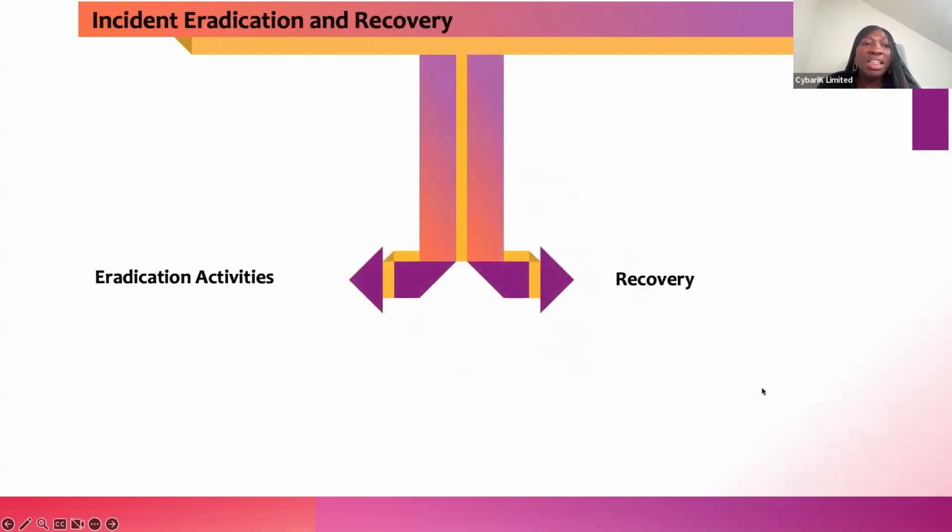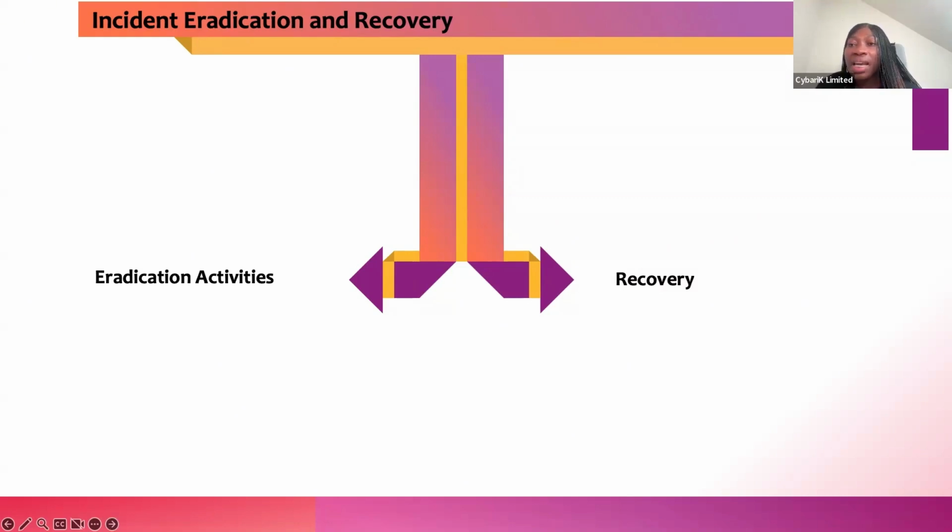So moving on quickly, incident eradication and recovery. Eradication activities. What are the things that you need to do when it comes to eradicating incidents? Root cause analysis. I always tell people you have to conduct a root cause analysis. If you want to prevent recurrence, you must conduct a root cause analysis. Very, very important. And of course, there are different other ways of eradicating. Some can be very technical.